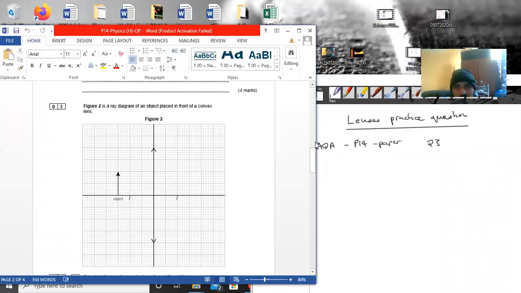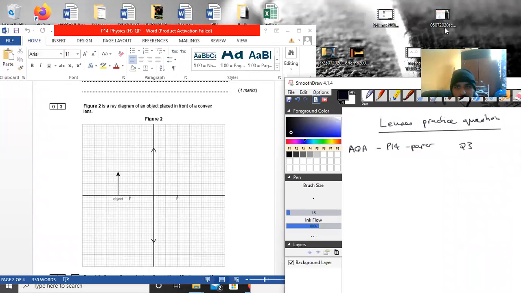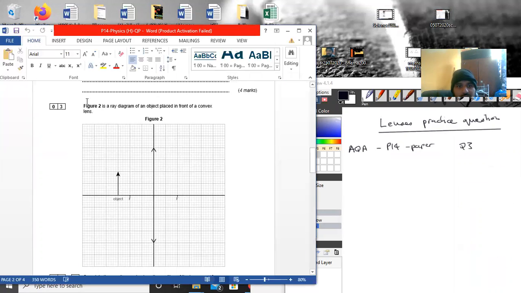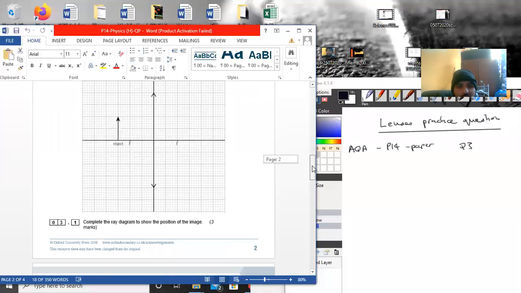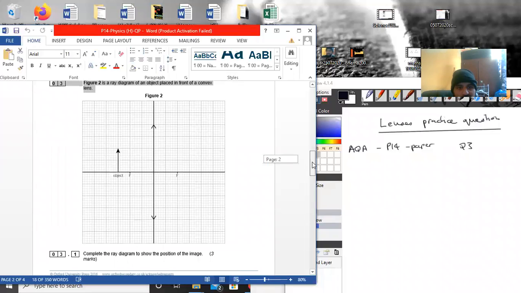Let me just get this to the side a bit so you can see a bit more. Okay. So this exam question says, figure 2 is a ray diagram of an object placed in front of a convex lens. Here is your object. You guys now know that this middle line represents the lens, the central axis of the lens. You also know that this is F, and this is F, which is the focal length, and the object has been placed slightly beyond F. What they want you to do is complete the ray diagram to show the position of the image. So I want you guys to start with that. Draw a rough diagram of what's going on here, and then on your ray diagram, show where the position of the image should be. If your position matches the mark scheme, you're in a good place. Go for it, guys.